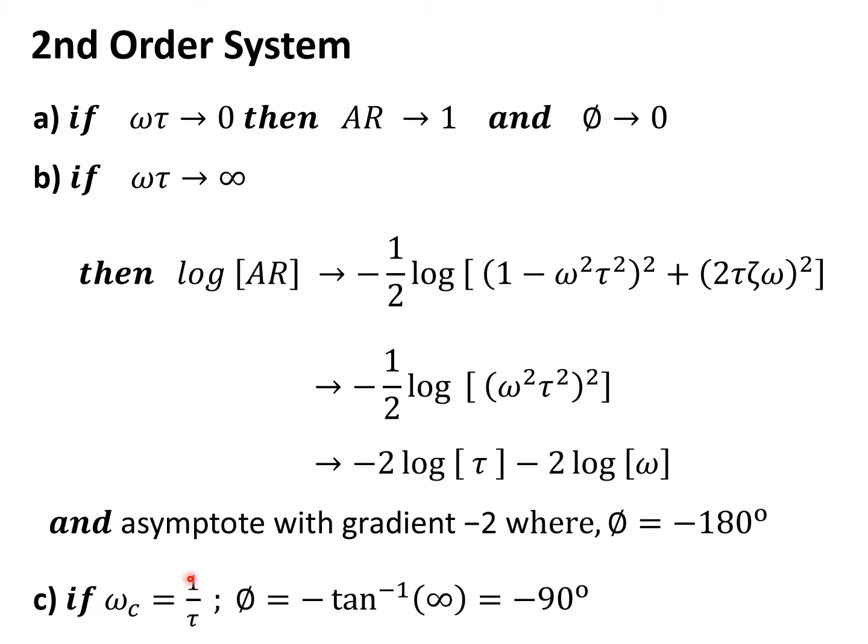And if you look at the corner frequency, where the low asymptote cuts the high asymptote, the value is at 1/tau, just like the first order system. That's where the corner frequency is, and the phase angle at that corner frequency is -90 degrees. So it goes from 0, -90 to -180 degrees for the second order Bode plot, or what they call the phase frequency response plot.